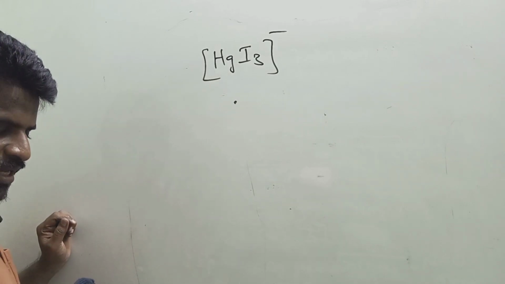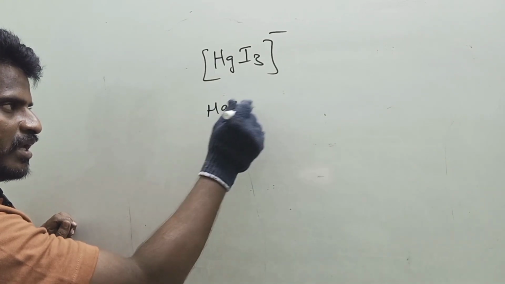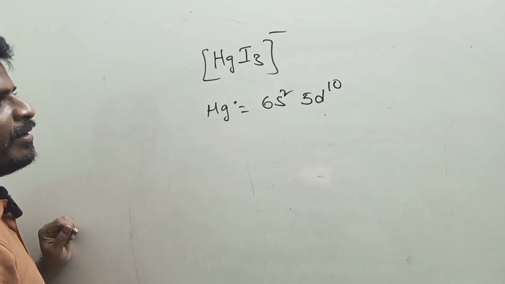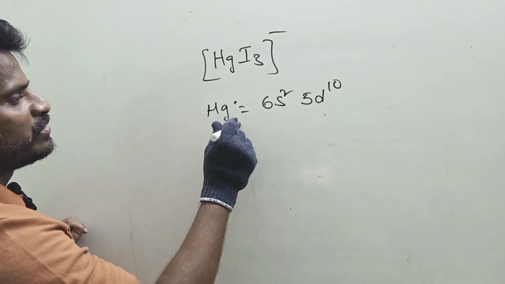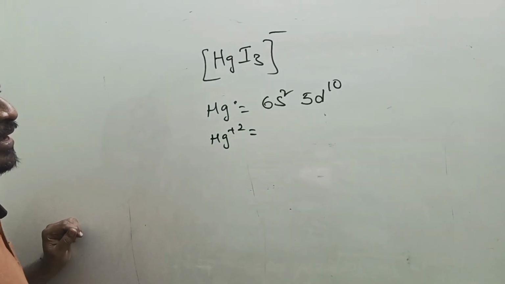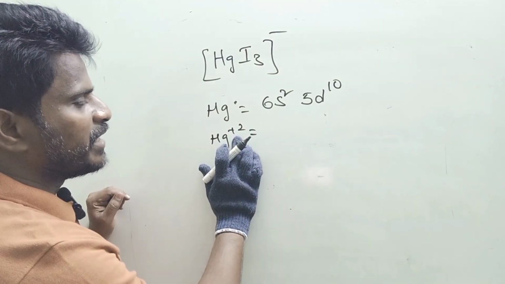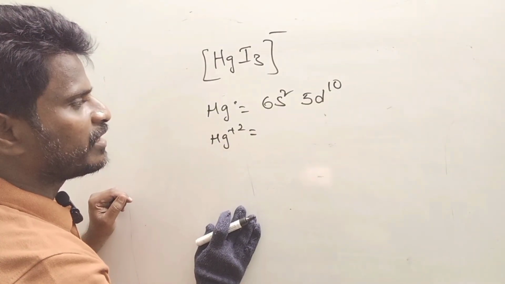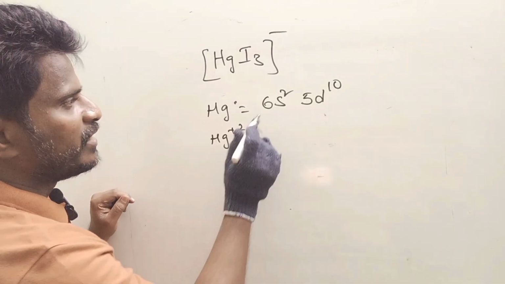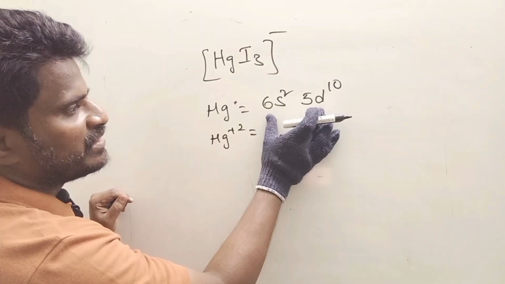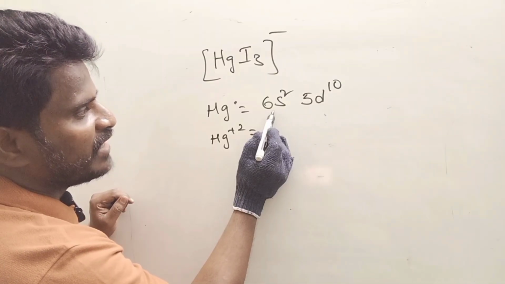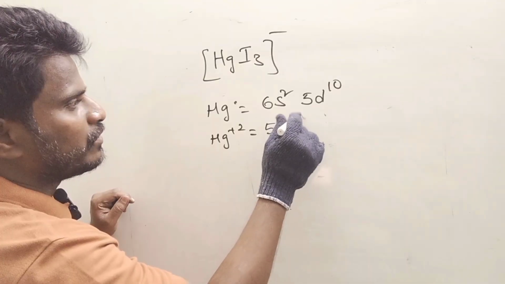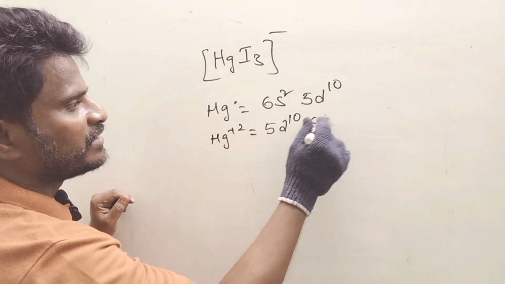Mercury valency electronic configuration is 6s2 5d10, and mercury is in +2 oxidation state in this complex. +2 indicates 2 electrons lost by the mercury from the outermost electronic configuration. You have to remove 2 electrons from this electronic configuration, that is, from the valency orbital. Then it has electronic configuration 5d10 and 6s0.